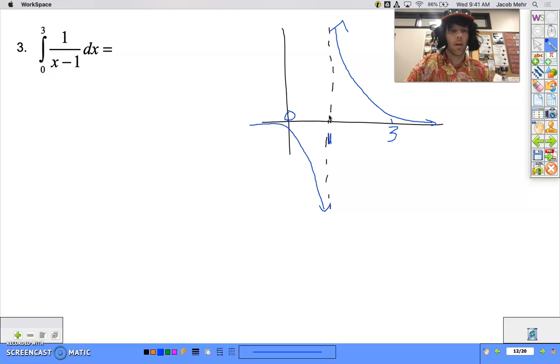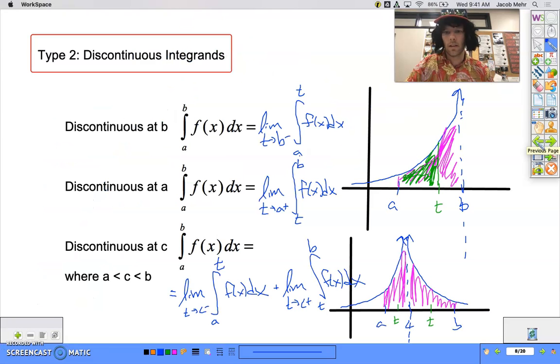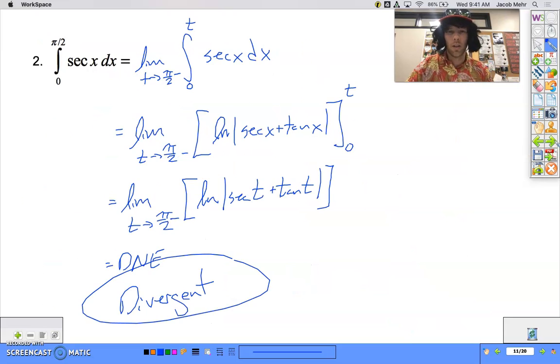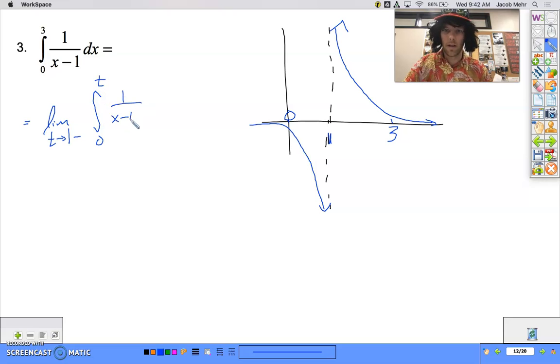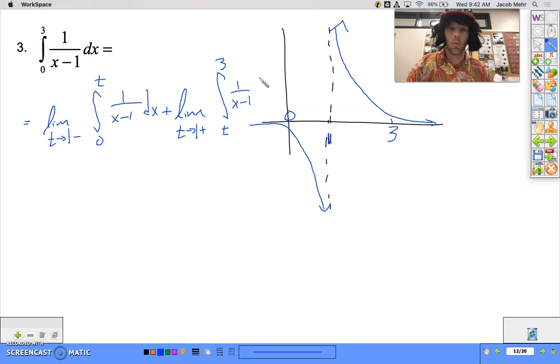Well, this is where the discontinuity is between a and b, where we're going to split it into the two. Now, we could split it into the integral from 0 to 1 plus the integral from 1 to 3, but of course we don't want to use 1, so we're going to replace those with t's. So we're going to take the limit as t goes to 1 from the left of the integral from 0 to t of 1 over x minus 1 dx, plus the limit as t goes to 1 from the right of the integral from t to 3 of 1 over x minus 1 dx.